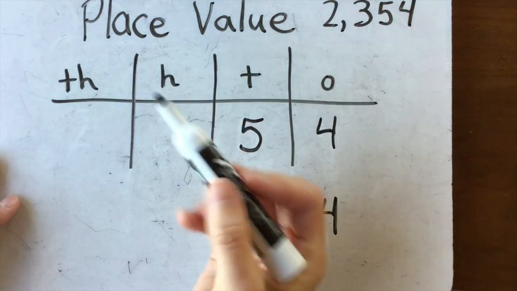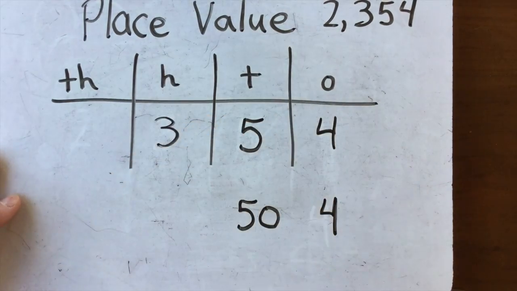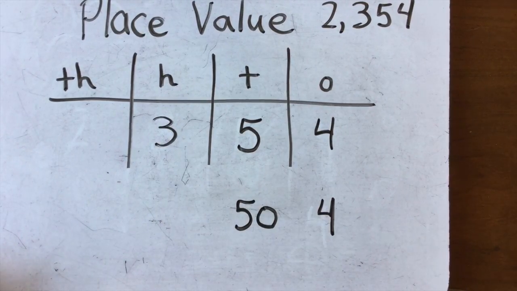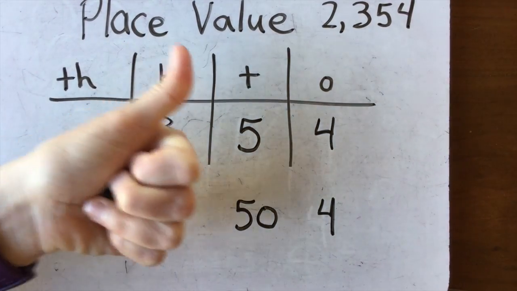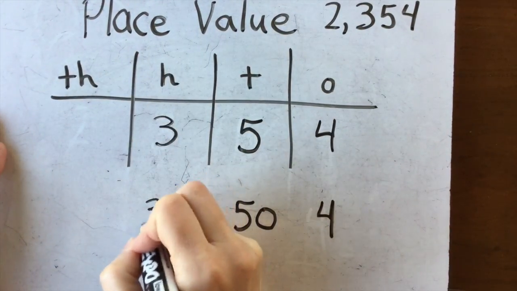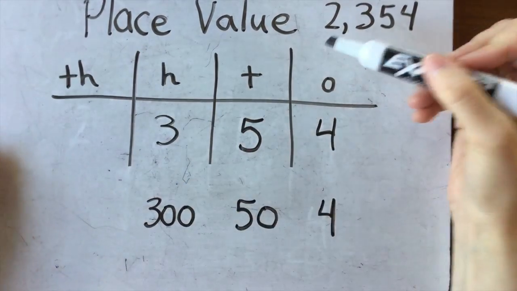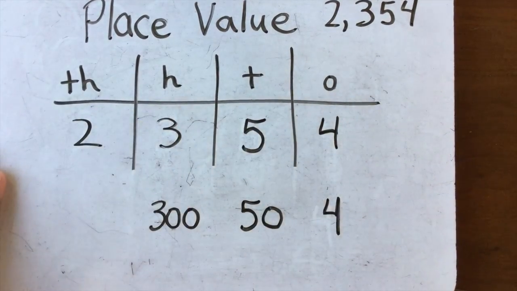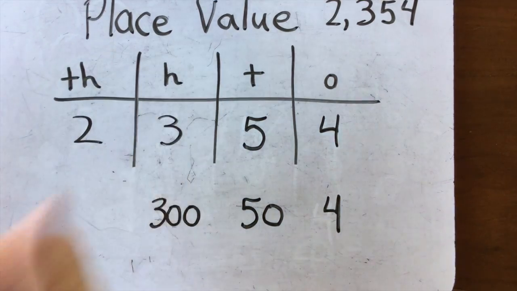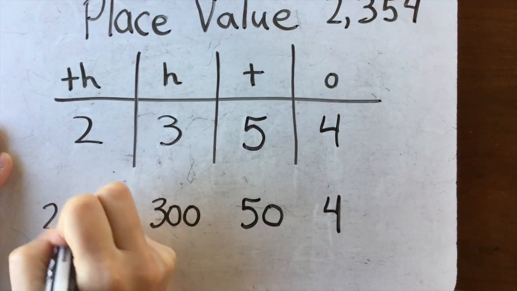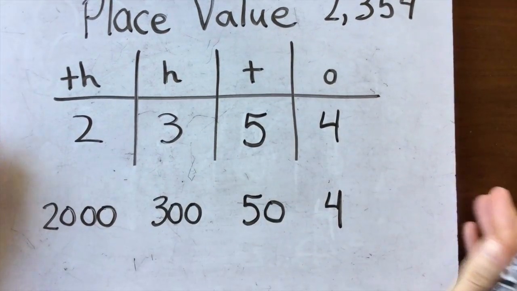There is a 3 in the hundreds place. So that means there are 3 hundreds. So we're going to count by hundreds to figure out how much the 3 is worth. 100, 200, 300. We have 2 thousands. So we're going to count by thousands. So we have 1,000, 2,000. So the 2 in the thousands place is going to be worth 2,000.